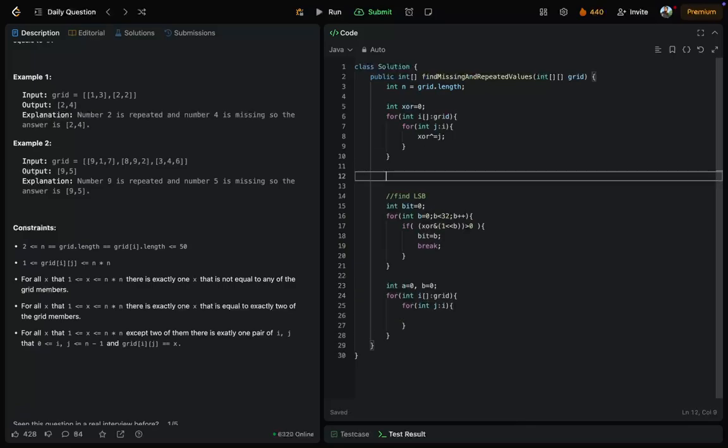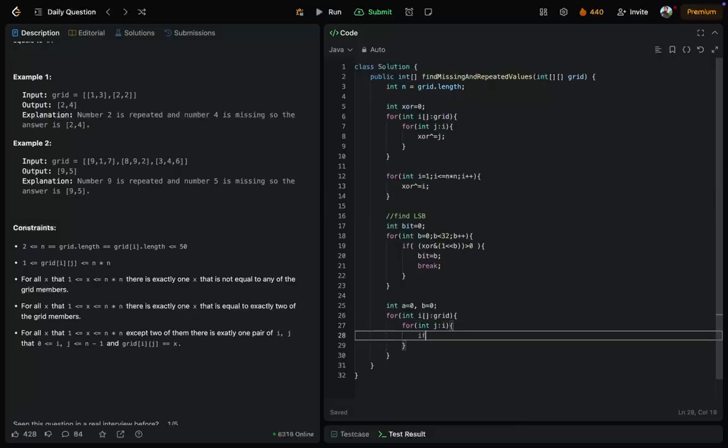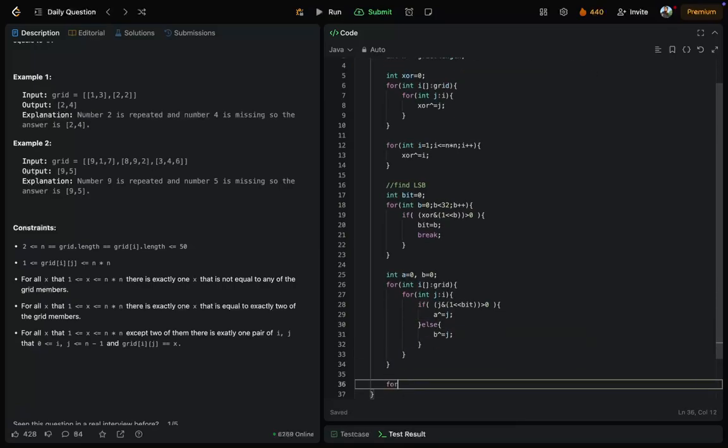I think I missed one iteration, which is to iterate 1 to n square and XOR with value I. Then if that bit is set in J, 1 shifted by bit, right? That bit is set, it means this belongs in A, otherwise the value belongs in B. Same iteration for this.